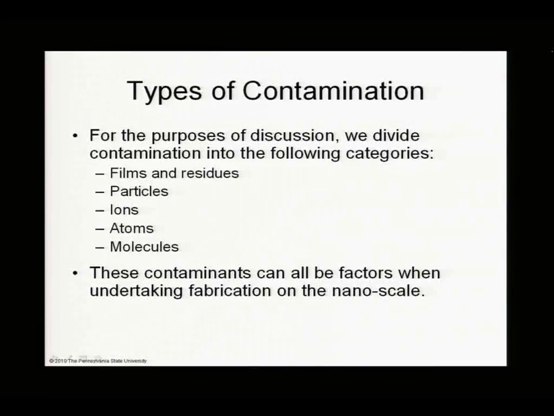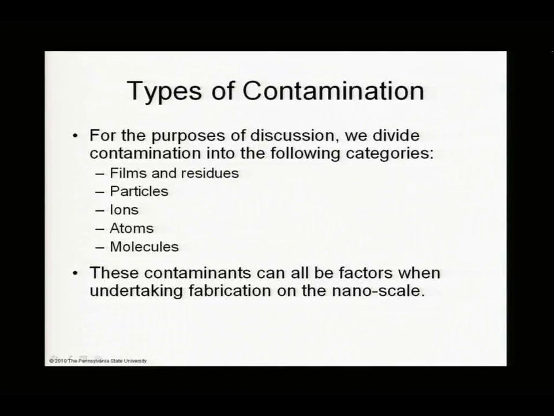Well, let's just try to classify contamination. What are the types of contamination? So, for the purposes of discussion, we can divide contamination into the following categories. We can talk about contamination being films and residues. So I'm thinking about very thin films, perhaps with thicknesses in the nanoscale themselves. These films or film residues are certainly contamination. If there's something there that we don't want there, and its presence is not in our control.